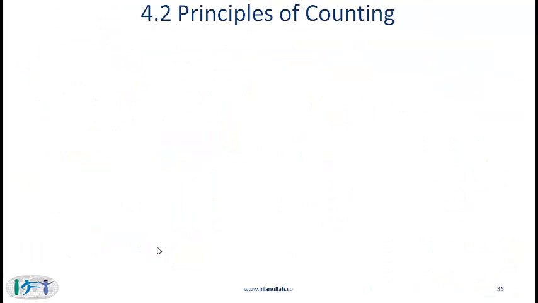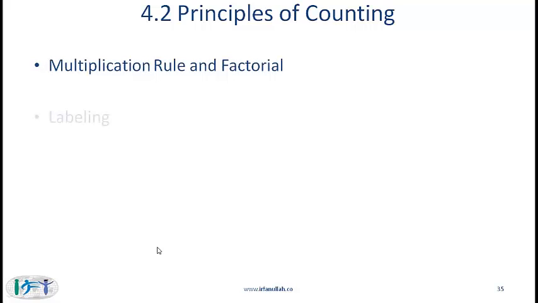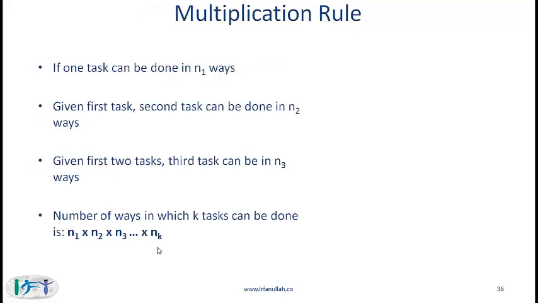Now we will talk about principles of counting, which are much simpler than Bayes' formula, and we will essentially talk about the multiplication rule, the factorial, labeling, combinations, and permutations. Let's first talk about the multiplication rule.